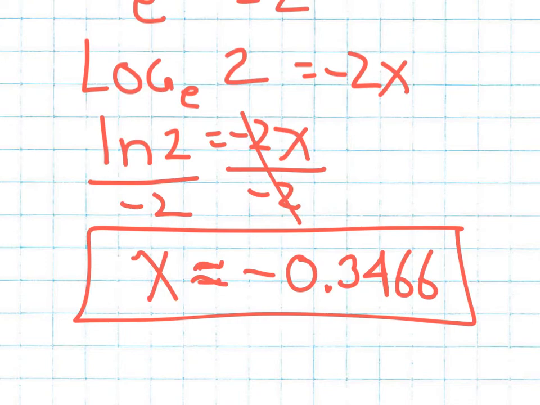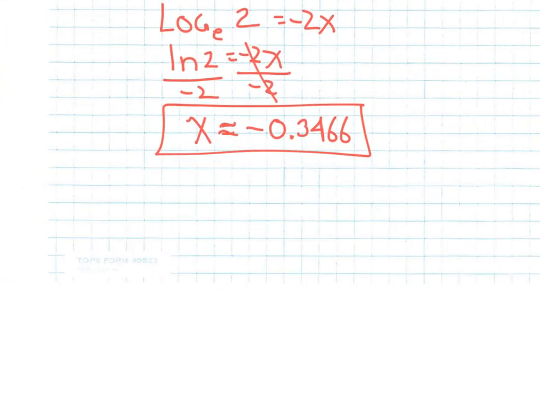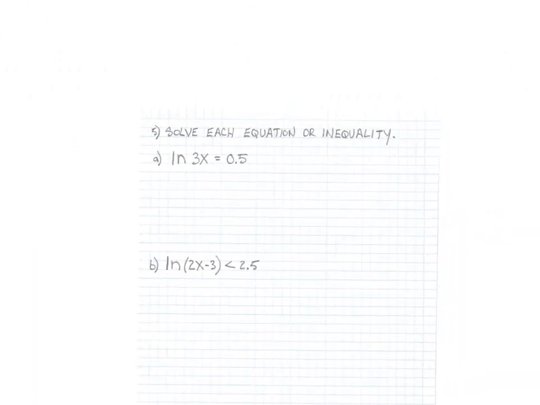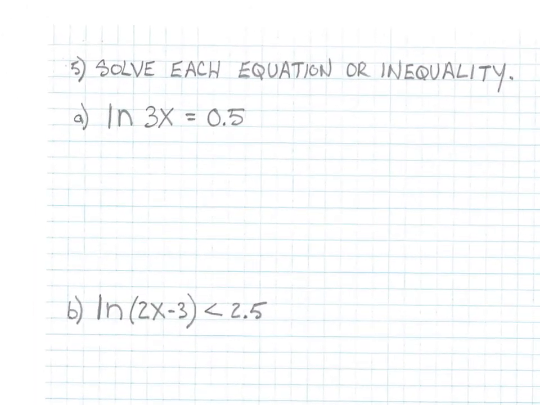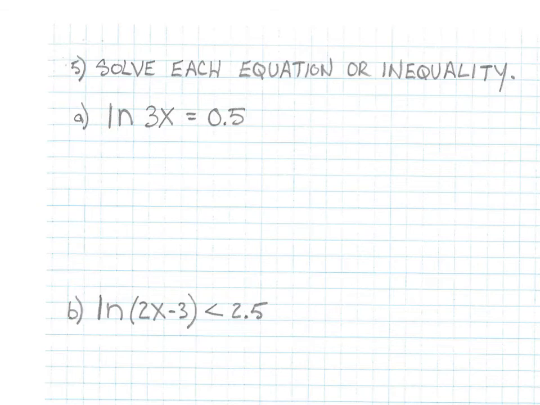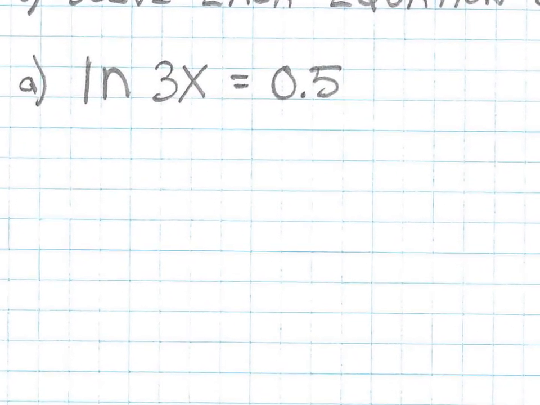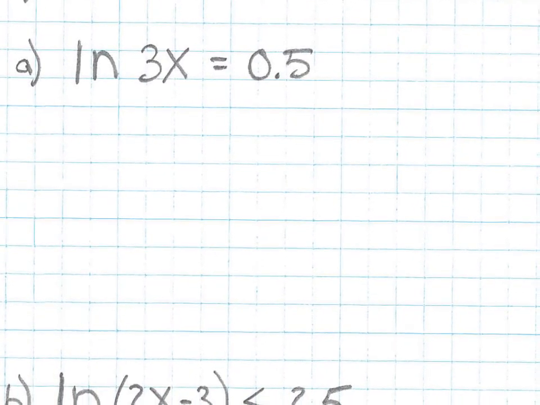All right, let's try the next one. Solve each equation or inequality. Here, we have the natural log of 3x equals 0.5. We're going to solve for x. Here we have an equation where we have a logarithm on one side and none on the other.